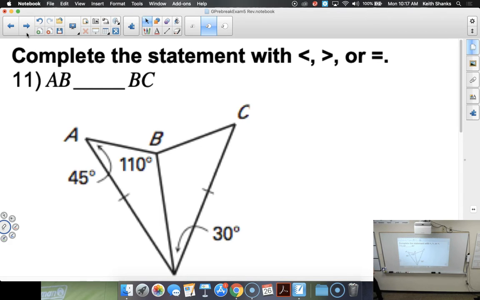All right. So this one, notice the key here is you're recognizing that there are two congruent sides. So you've got a side here, the side going down the middle. If this is 110 and this is 45, how much is this one? 25. Okay. And so what you know is that this side must be smaller than this side. Less than. Okay? Good? Ready?